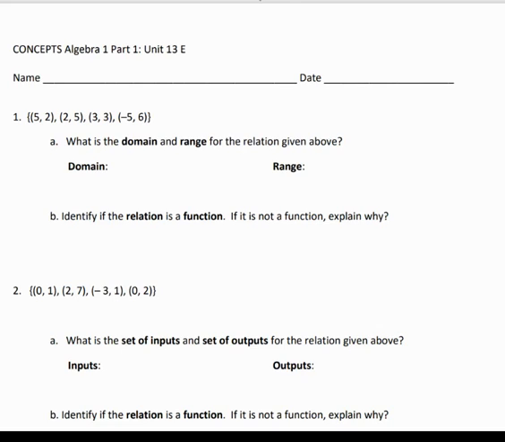Okie doke. 13E. So we'll start with number 1. We have a relation here, right? A relation is a set of ordered pairs. What we want to determine is the domain and range.